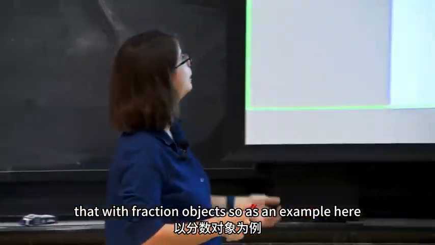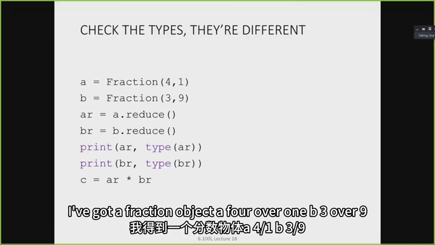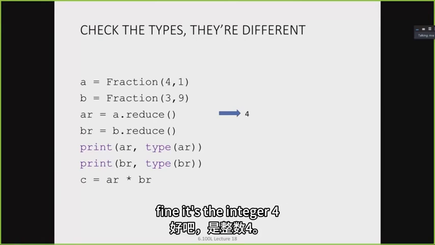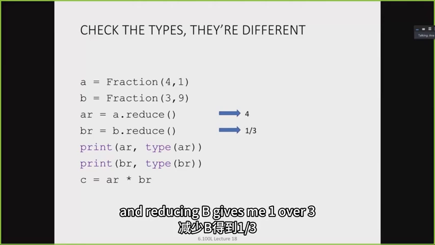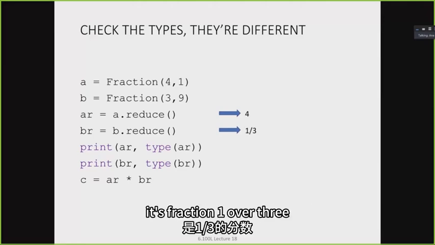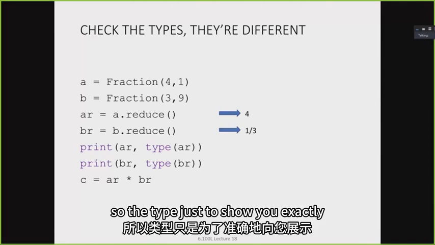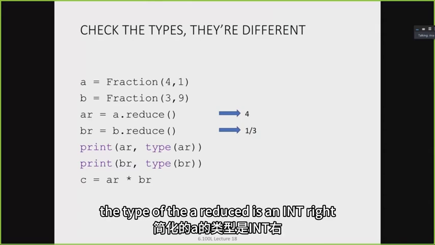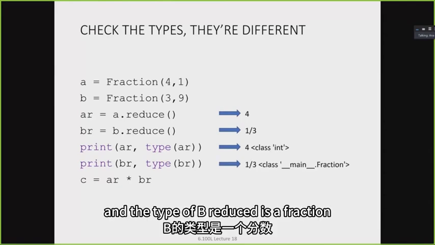So as an example here, I've got a fraction object, a is 4/1, b is 3/9. Reducing a gives me a 4. Fine, it's the integer 4. And reducing b gives me 1/3. It's a fraction 1/3, right? So just to show you exactly that I'm not lying, the type of a reduced is an int, right? That's what the code is doing. And the type of b reduced is a fraction.